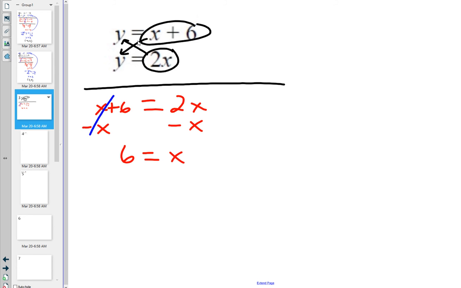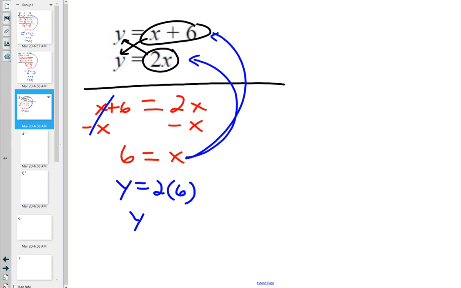If you're paying attention now, this is a perfect example for me to illustrate what I've been stressing to you. You're maybe doubting me about the fact that you can plug it into whichever equation you want. You guys should all be able to do this in your head. What's 6 plus 6? What's 2 times 6? Still 12, regardless of which equation you pick. Still end up with 12.